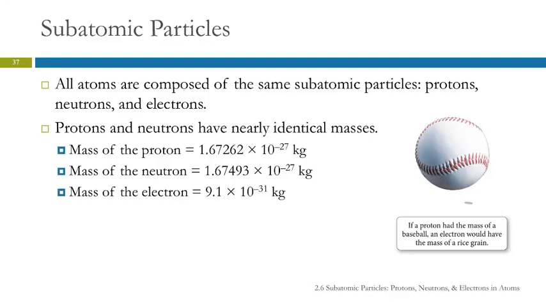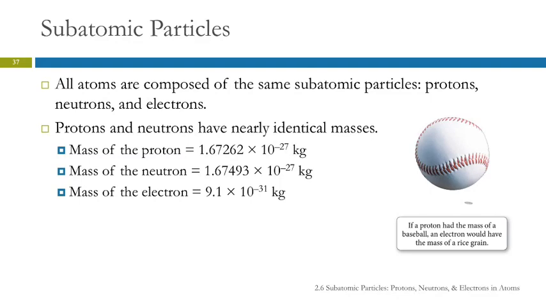So let's talk about the subatomic particles. Atoms are the building blocks of elements, but atoms actually have particles inside of them. All atoms are composed of the same subatomic particles. Subatomic just means smaller than the atom. And the three major subatomic particles are protons, neutrons, and electrons.